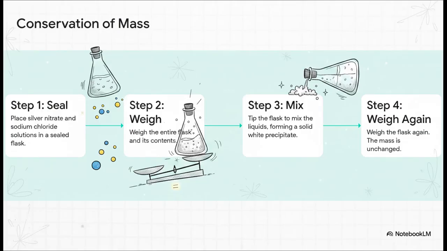Okay, check this out. In this classic experiment, you take 2 totally clear liquids, seal them up in a flask, and you weigh the whole thing. Then, you just tip the flask so they mix together and bam, a solid white substance appears out of nowhere. It looks like magic. But then, you weigh the flask again, and the mass is exactly the same. Not a single tiny bit has changed.